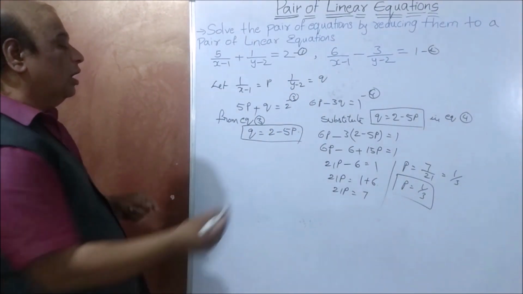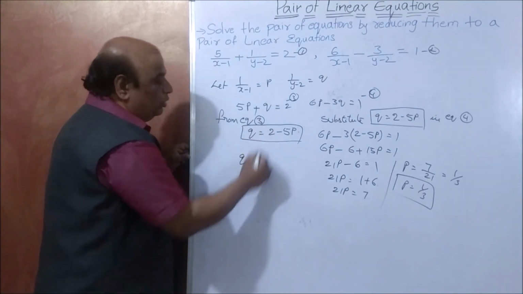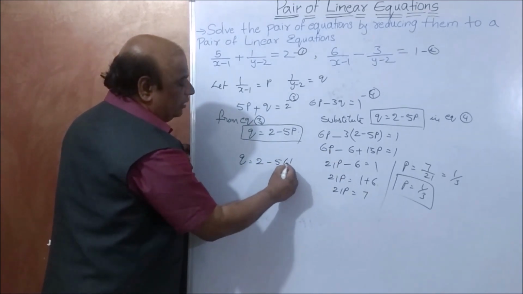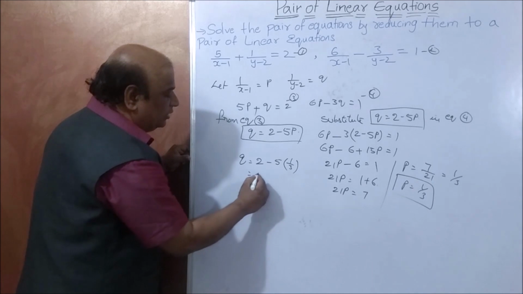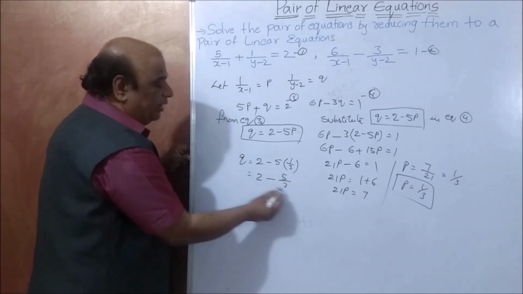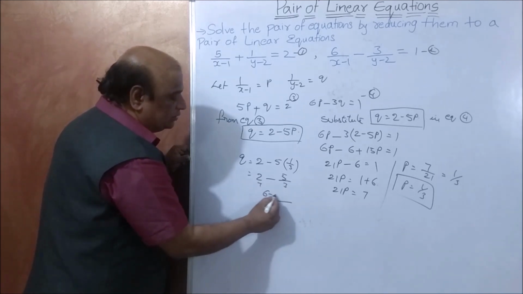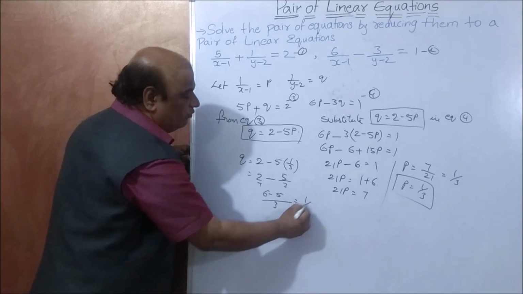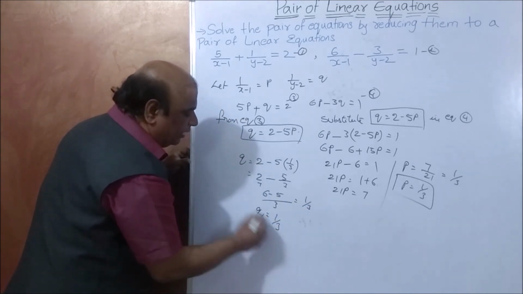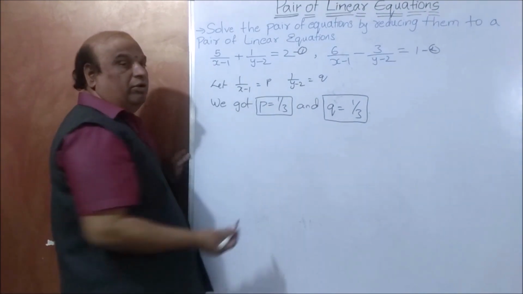Now what about q? Already we got p is equal to 1 by 3. Here q is equal to 2 minus 5 into 1 by 3. That is 2 minus 5 by 3. You take LCM here. 6 minus 5 by 3, that is 1 by 3. So we got q is equal to 1 by 3. So we got p is equal to 1 by 3 and q is equal to 1 by 3.